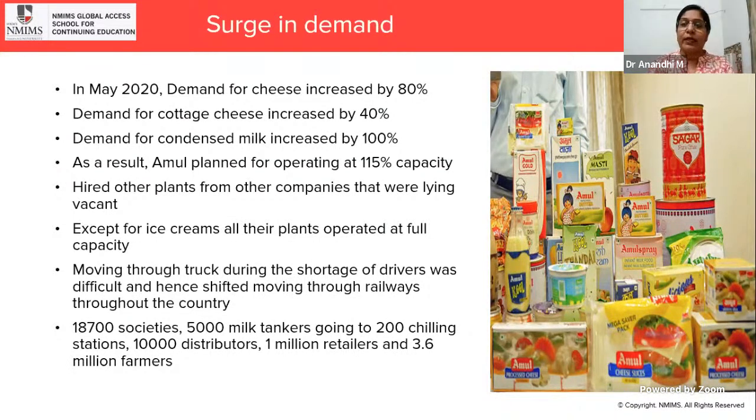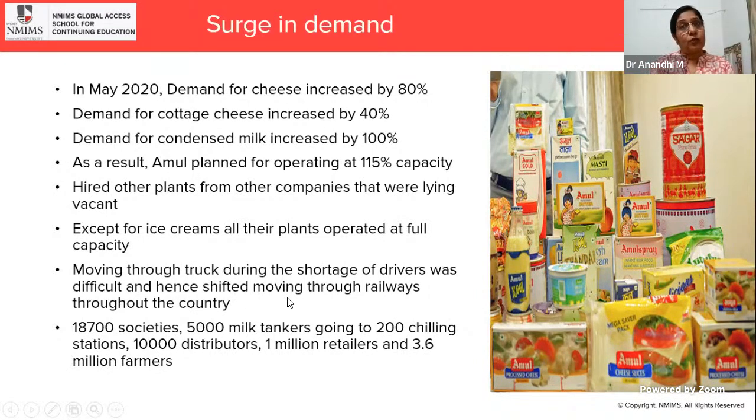Except for their ice cream division, all the other divisions were functioning at full capacity. Ice creams, you all know, all of us became very, very health conscious. And since fever was one of the symptoms for COVID, all of us wanted to avoid cold items. So we never went and touched juices or ice cream. That too was rightly understood by Amul, and the ice cream production unit was converted into a cheese or a dairy or a milk production unit during that period, right?